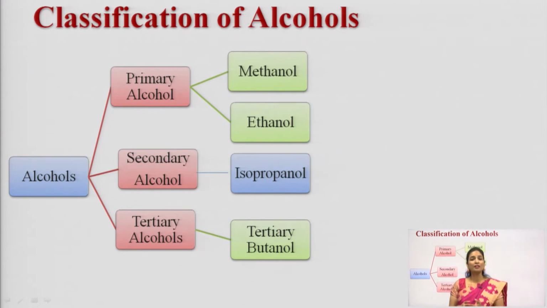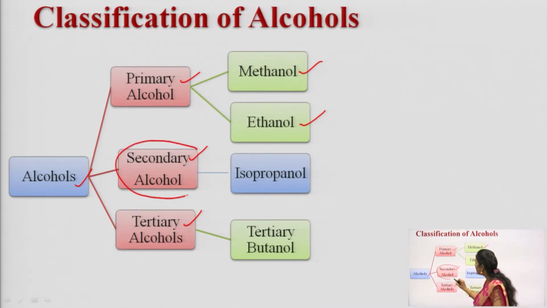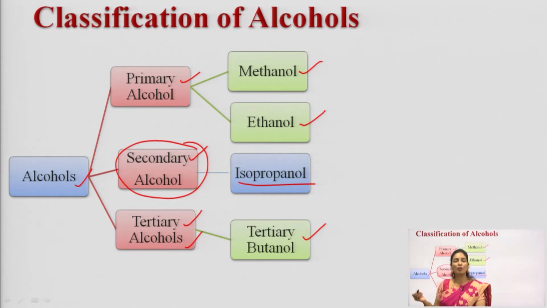What about the secondary alcohols? Isopropanol is a secondary alcohol. What about the tertiary alcohol? Tertiary butanol is a tertiary alcohol. So alcohols are categorized into three forms: primary, secondary and tertiary. Methanol and ethanol fall under primary alcohols, isopropanol falls under secondary alcohols, and tertiary butanol falls under tertiary alcohols. These are the classification of alcohols.